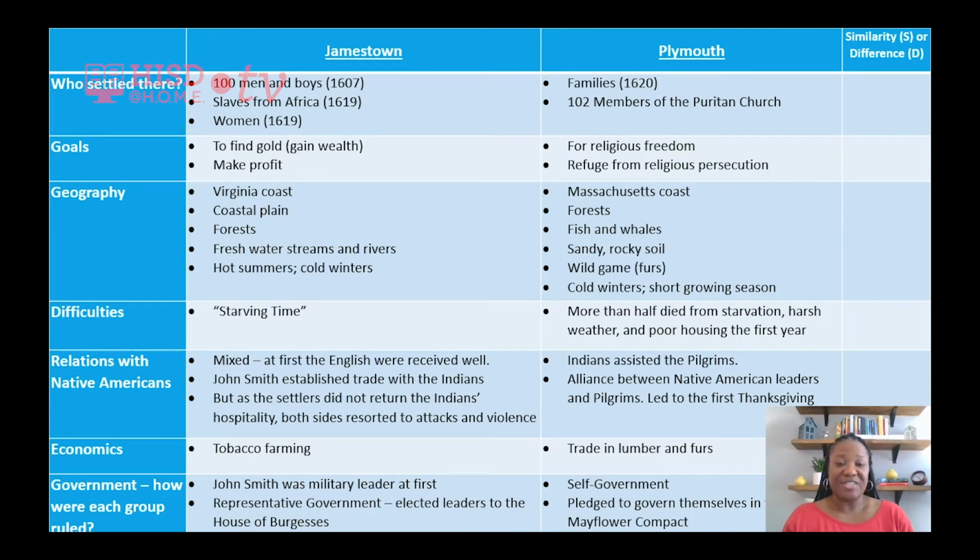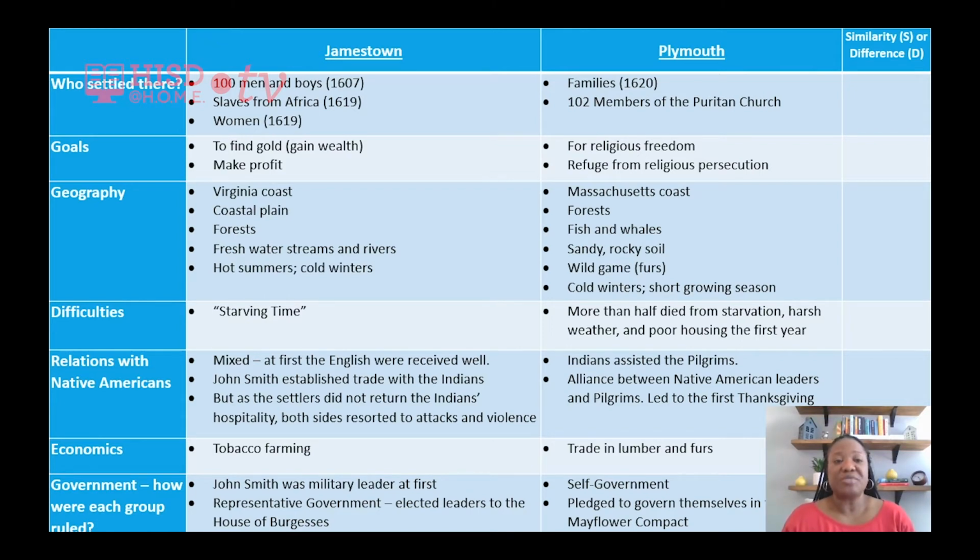All right, so now that you've had a chance to look at each one of the settlements and you've had a chance to look at who settled there, what the goals were of the people that went there, the geography of each place, the difficulties that they faced, the relations that they had with the Native Americans that were already there, the economy of each place, and the government. How was each group governed? Perhaps you have chosen one over the other. If you were a settler during that time, which one would you have chosen?